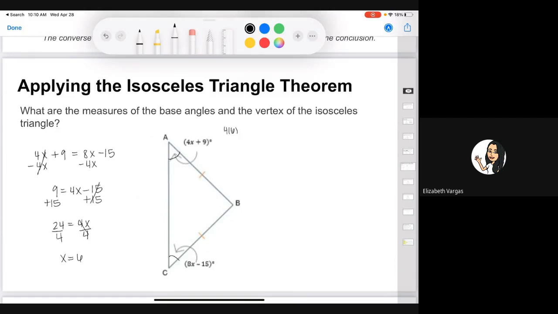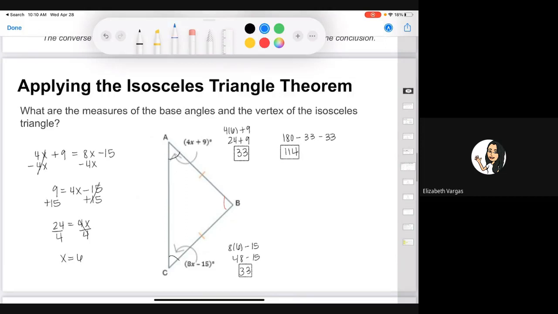So that's equal to 33. And obviously this would also be equal to 33, but we can check it. Okay. Now, but it's also asking us to find the measure of that vertex angle. Well, we know that all the interior angles of a triangle are equal to 180. So we're going to see what the missing angle is. So minus 33, minus 33. So I'm finding what my missing angle measure is. And I will see that that is equal to 114. So my vertex angle is equal to 114. And both of my base angles are equal to 33.